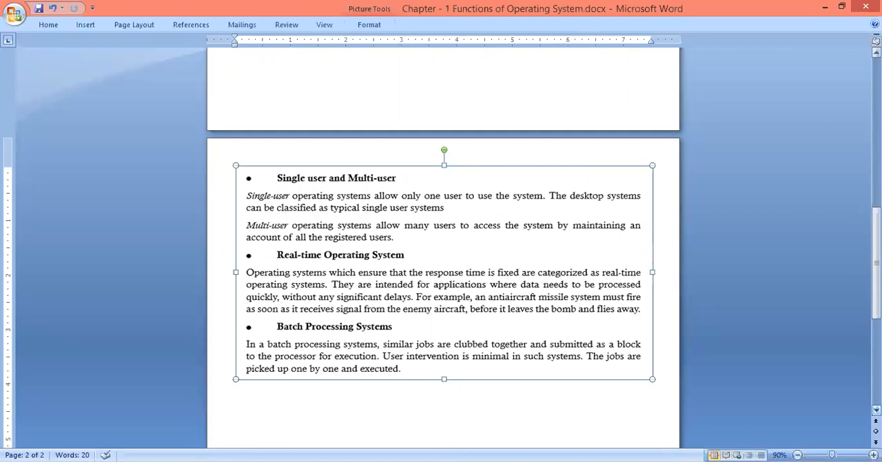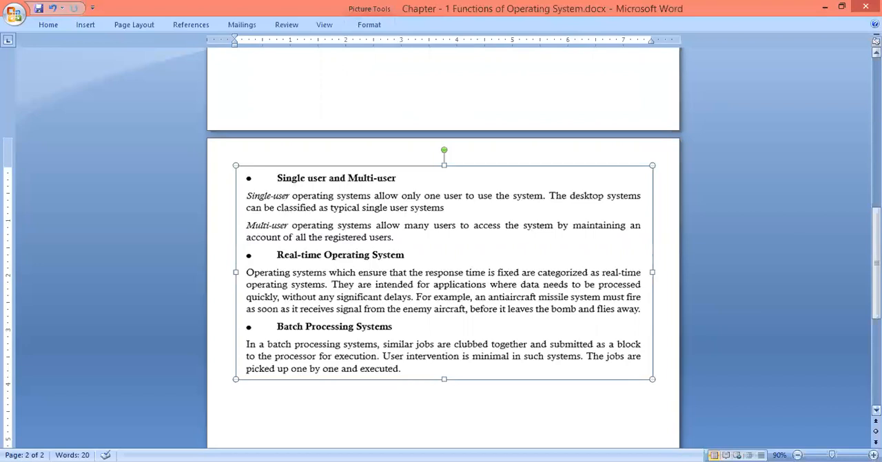Next is real-time operating system. When we are talking about a real-time operating system, it means there will be a fixed time slice or fixed response time. At the same moment, it will respond or execute any instruction. An operating system which ensures that the response time is fixed is categorized as a real-time operating system. They are intended for applications where data needs to be processed quickly without any significant delay. For example, an anti-aircraft missile system must fire as soon as it receives a signal from the enemy aircraft, before it leaves the bomb and flies away.